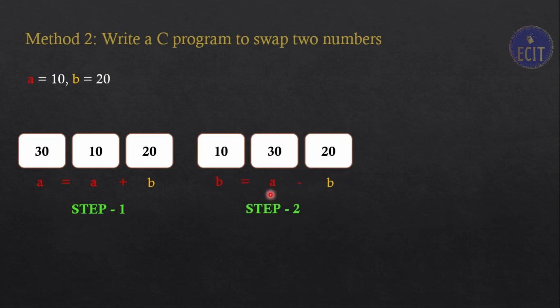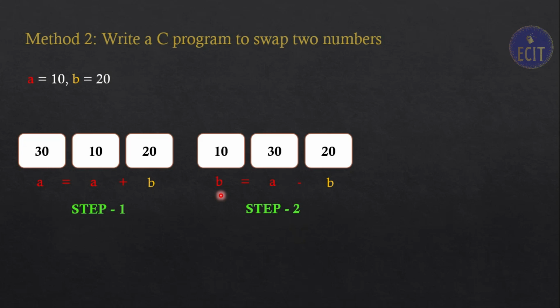Now in the next step, what will we do? We will do a subtraction of A and B, and whatever the result is, we will store it into B. So now we have B equal to A minus B. A, which is already updated over here, is 30, minus B which is 20, and now you can see that the B value is swapped with the value of A.